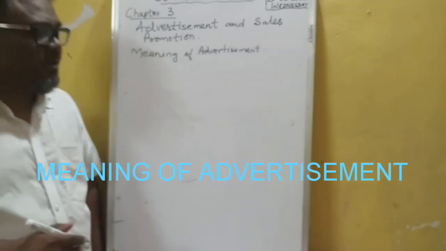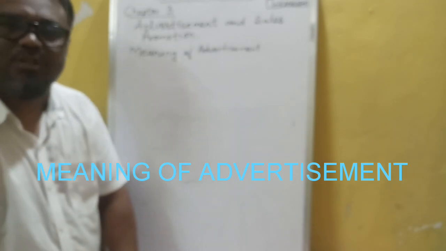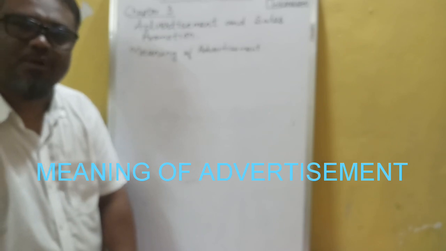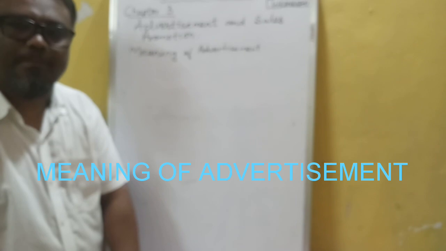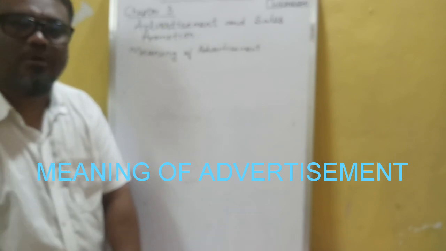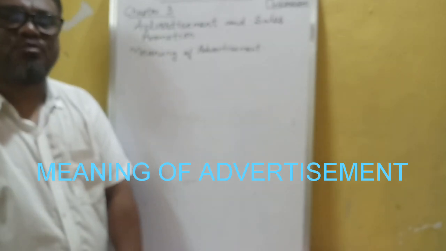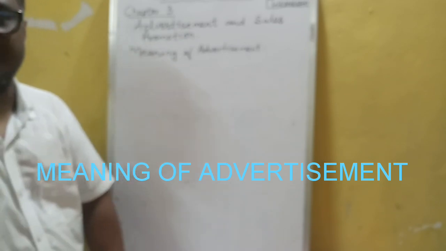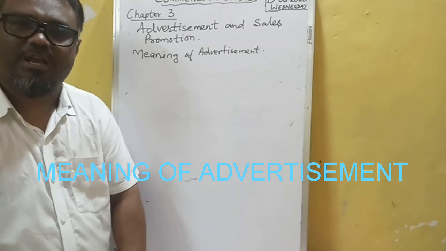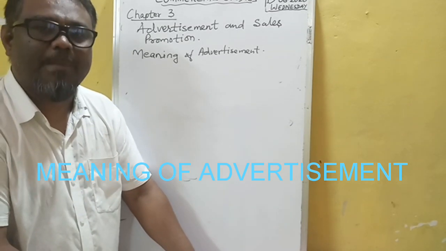So, advertisement spreads knowledge to the consumer. It is done by a particular identified sponsor. It's always a paid form of communication. The producer who is willing to do the advertisement always has to sponsor it. He has to spend money for the advertisement, so as to make the goods popular in the market.